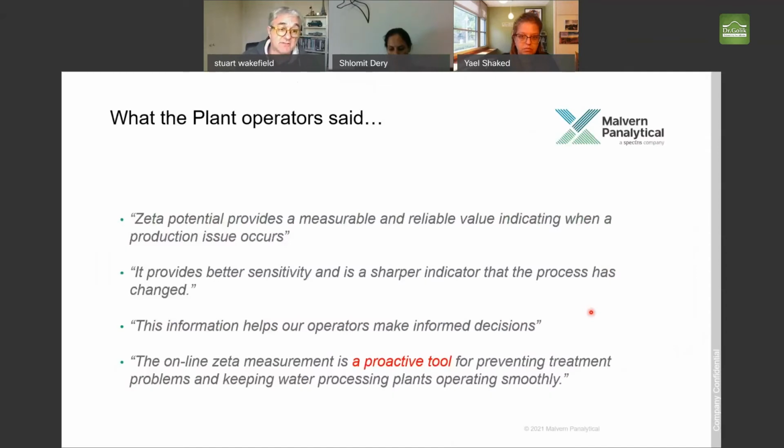These are just some comments from some of those operators. The Zeta potential provides us with this measurable and reliable value that indicates when a production issue is occurring or about to occur. It gives us better sensitivity and a sharper indicator that the process has changed. It helps our operators make informed decisions. And they use this as a proactive tool for preventing treatment problems to keep the plant running smoothly. So there's clearly some good feedback from the operators.